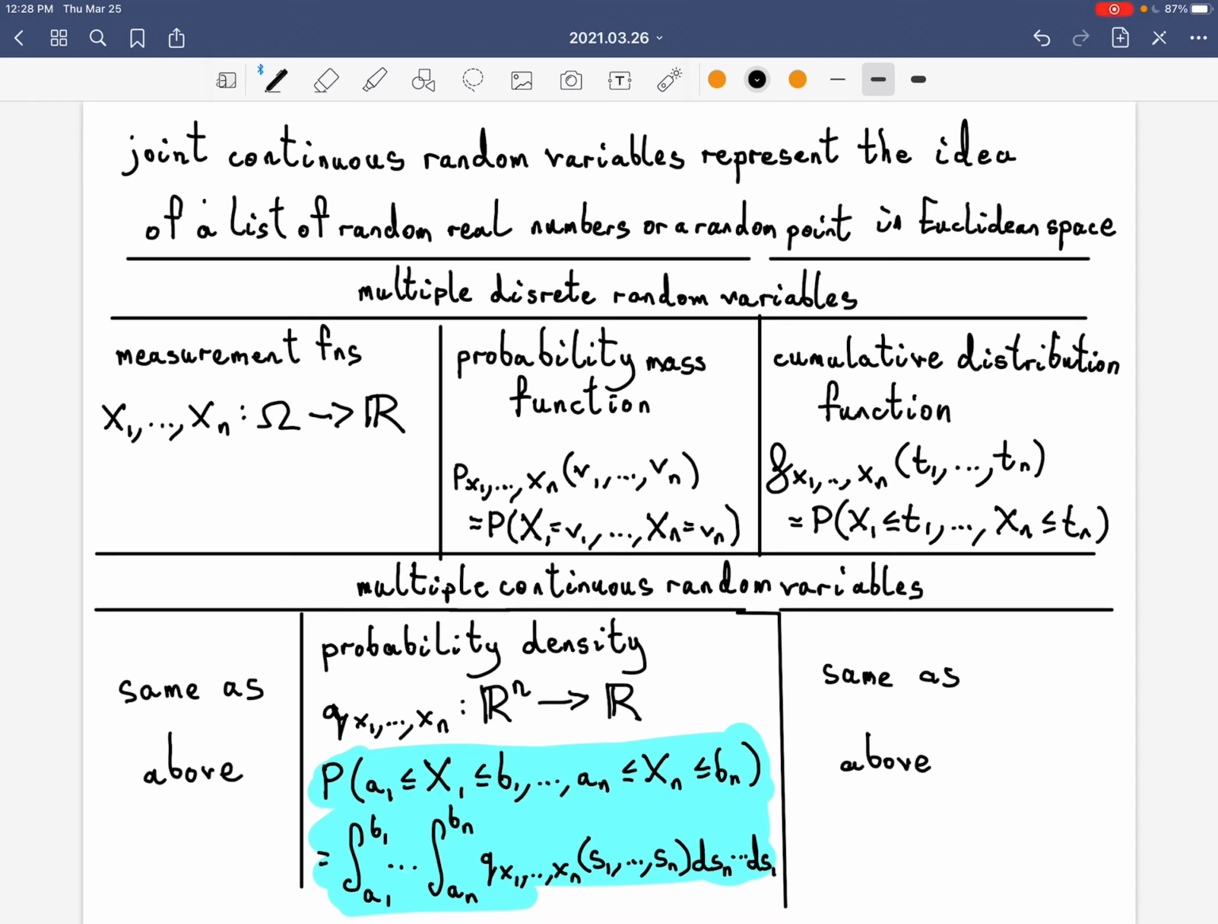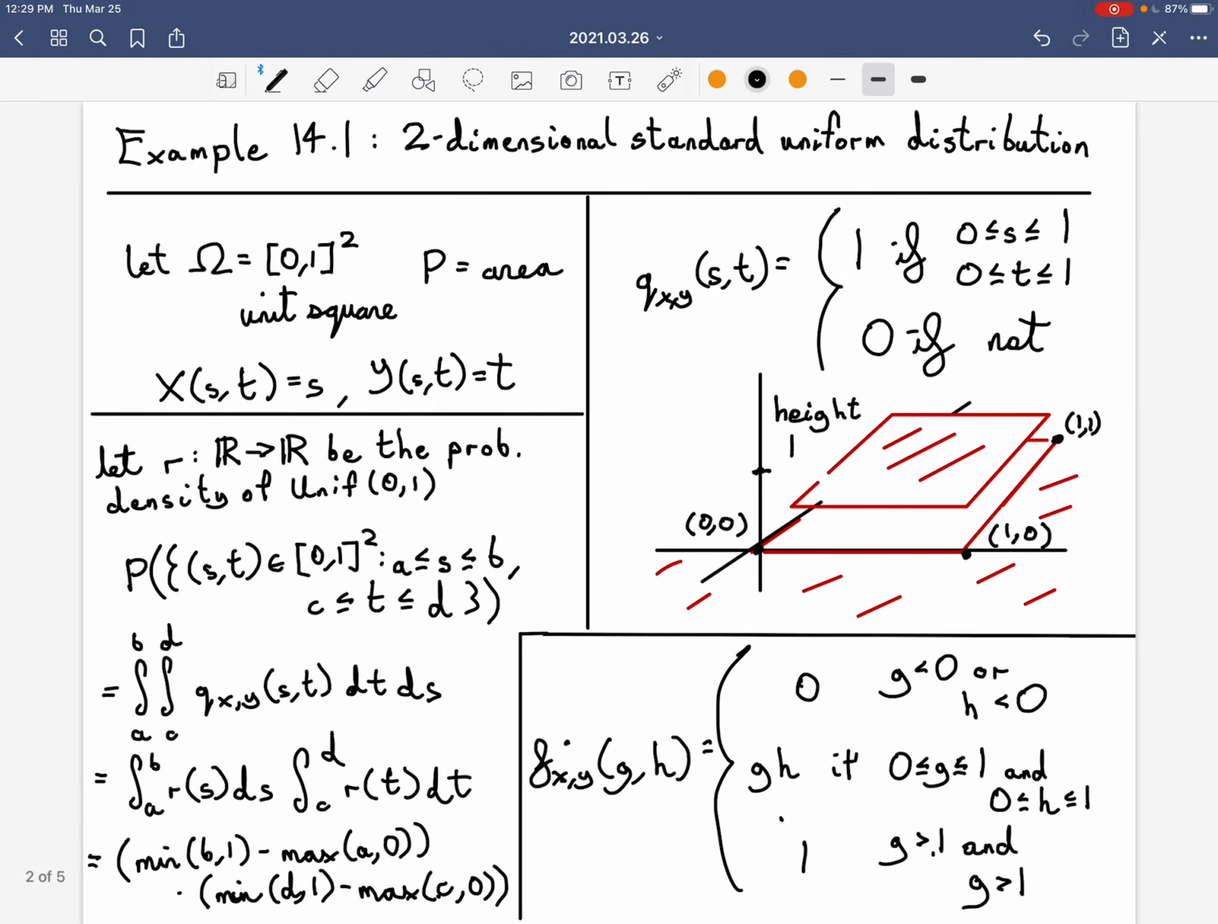Okay, and then the concept of a cumulative distribution function is literally identical to the concept of a cumulative distribution function for a discrete random variable. For multiple continuous random variables, the cumulative distribution function is very closely related to the probability distribution density just by setting all of the lower bounds to minus infinity.